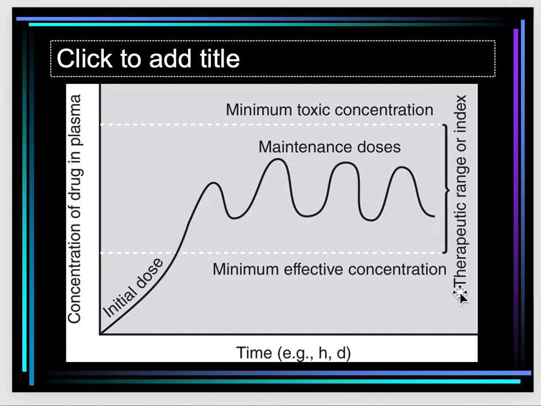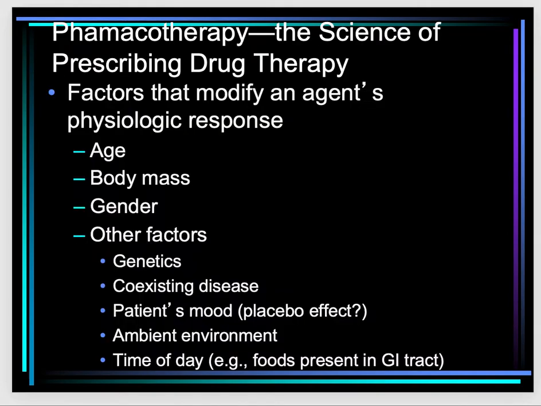So when you look at the TI, the therapeutic range or the therapeutic index, it's somewhere between the minimum and that maximum, trying to figure out where is that sweet spot, that's the right milligrams, the right dosing. How do they figure out that?